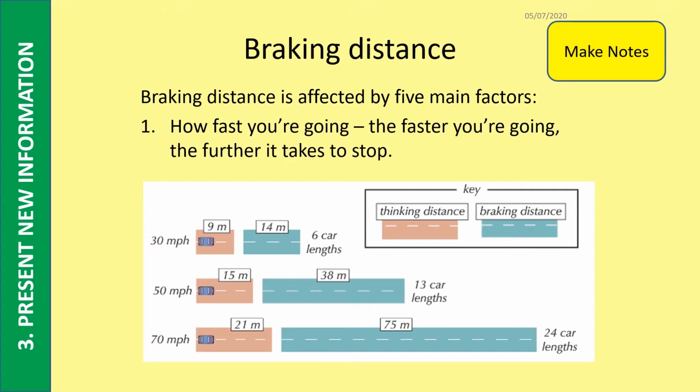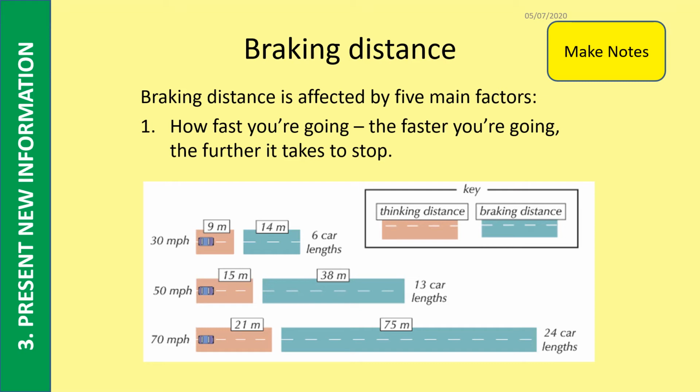In the last lesson, we looked at the factors which affect thinking distance. In this lesson, we're going to look at 5 factors which affect braking distance. Now, the first and most important one is speed. The faster you're going, the longer it's going to take you to stop, even once you've pressed the brake pedal.